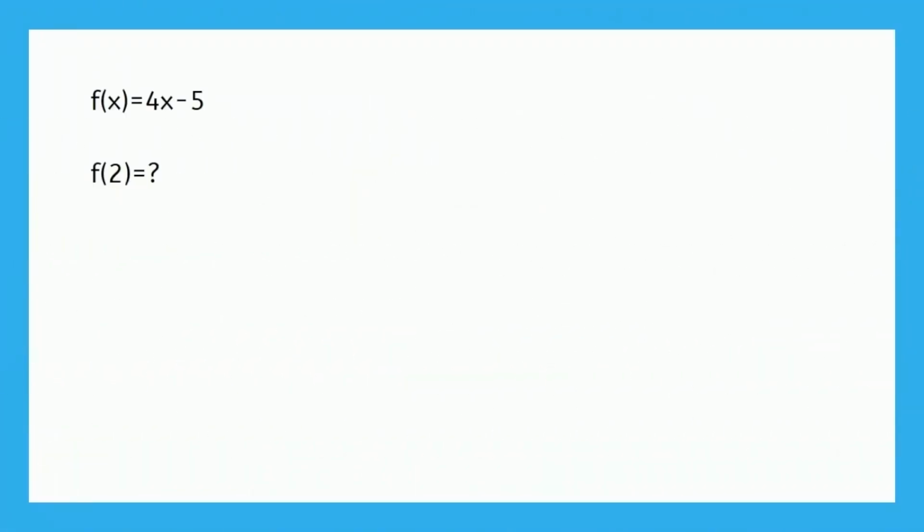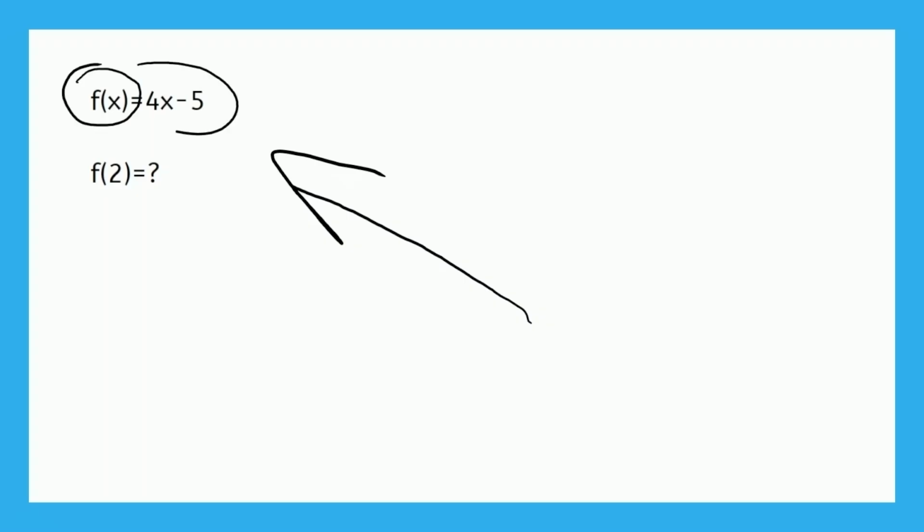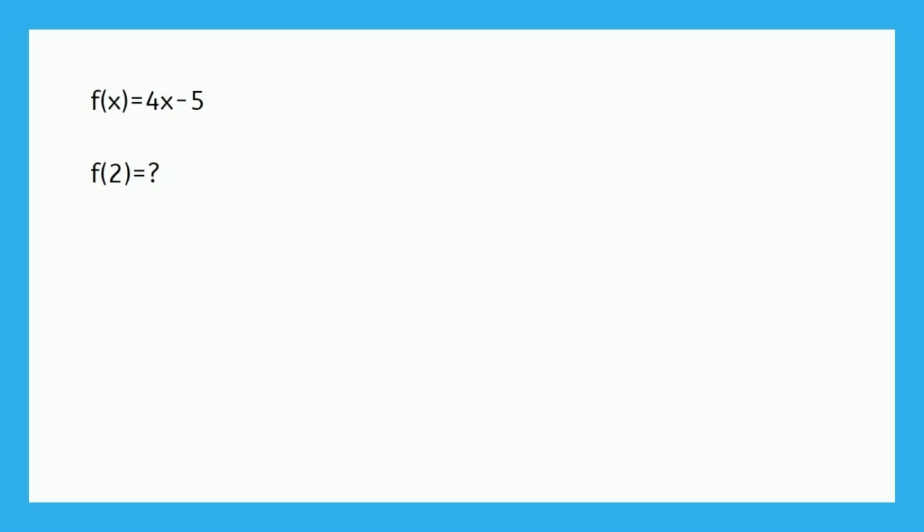So before we talk about the remainder theorem, let's discuss this situation really quick. Let's say that we have a polynomial called f of x, and f of x is equal to 4x minus 5. If I asked you, what is the value of f of 2? How do we find that?